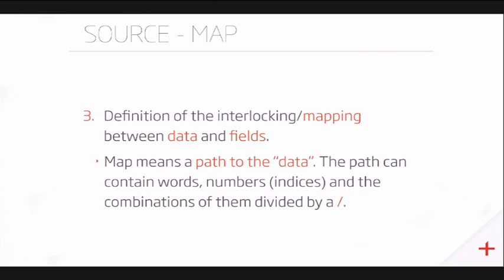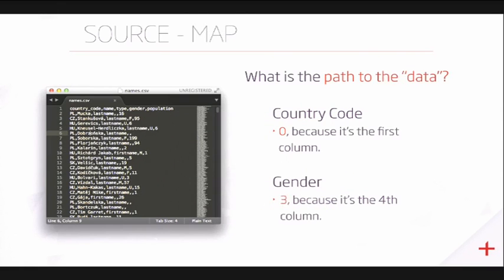And the third one is the mapping. This is mostly just a path to the data where you can find the actual useful information. There is an example for it. If you're using a CSV file, you have normally structured data like in an Excel, so you have columns. For example, if you're looking for the country code, it will be 0 because it's found in the first column, and we start our numbering from 0.